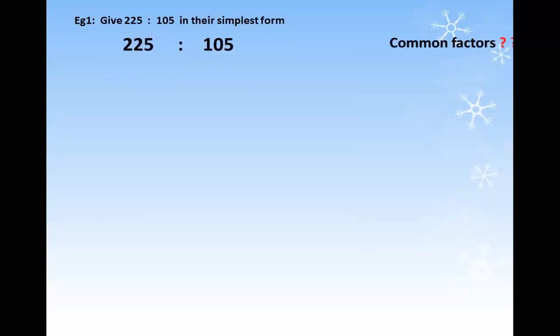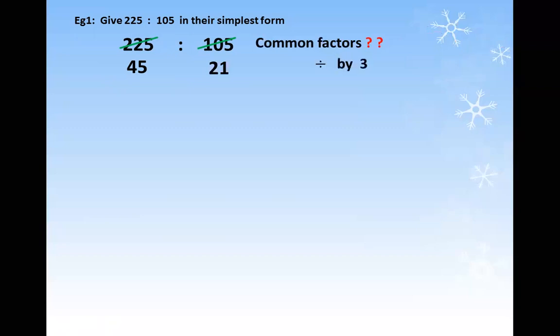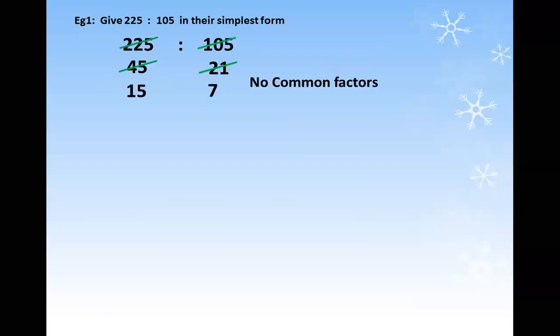We are taking our first example. Give 225 to 105 in their simplest form. See whether any common factors are there. You can divide it by 5 because the last digit is 5. 225 divided by 5 is 45, and 105 divided by 5 is 21. See whether any common factors are left. I can divide by 3. 45 divided by 3 is 15, and 21 divided by 3 is 7. So I don't have any common factors here. Therefore, this is my final answer, 15 to 7.